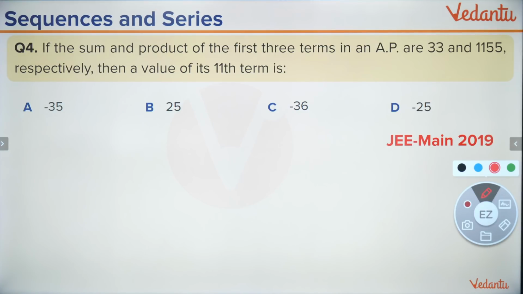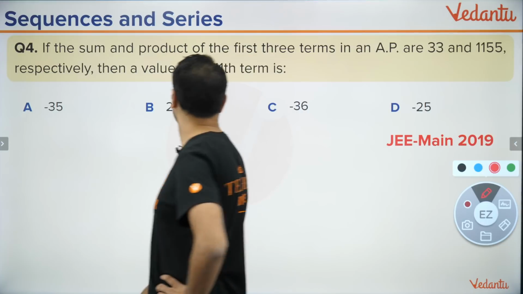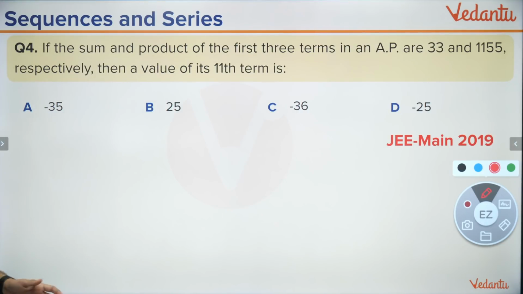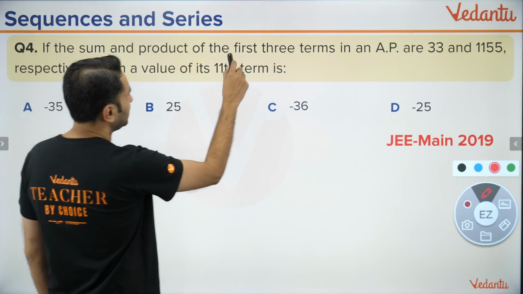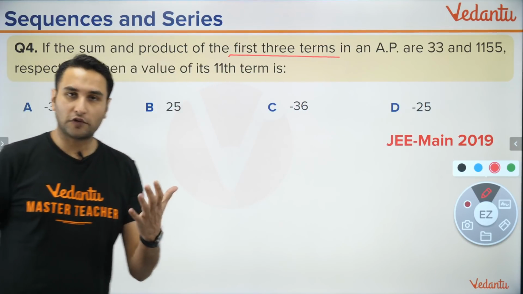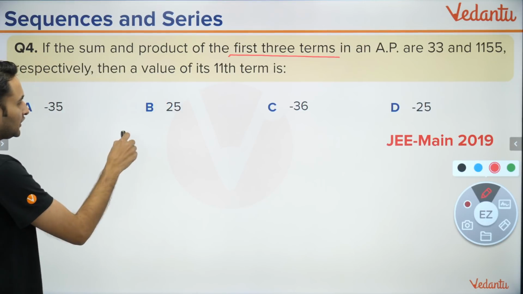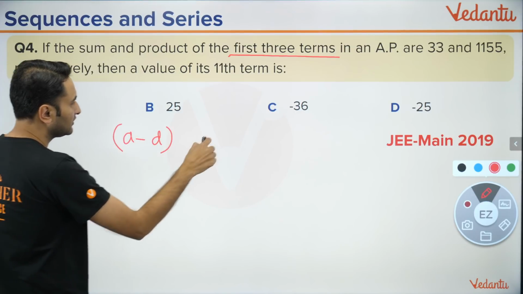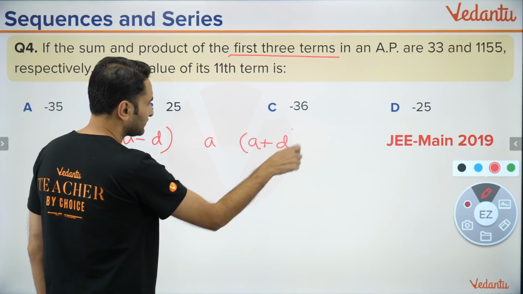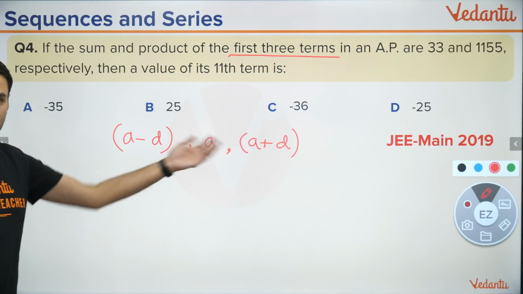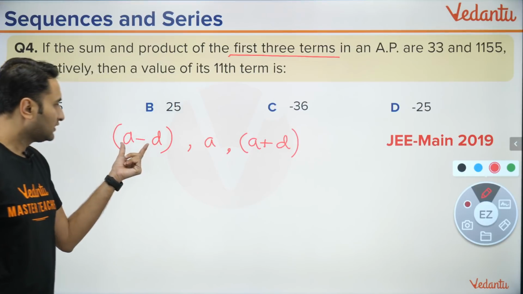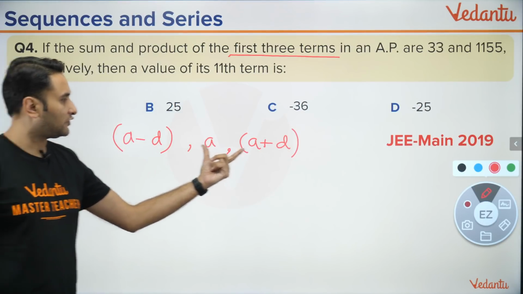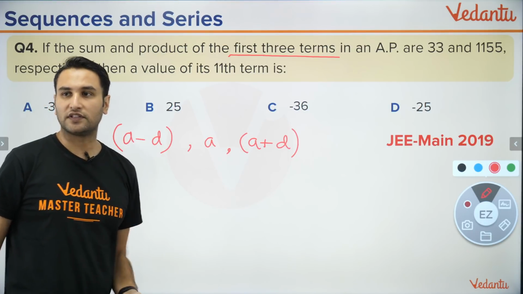The sum and the product of the first three terms in an AP are 33 and 1155. Find the value of its 11th term. This is your NCERT problem, right? First thing to remember is the first three terms. It's good whenever an odd number of terms are to be found. You can take the terms as A minus D, A, A plus D. If you take the three terms of an AP like this, your calculation will be simple. The difference is D, and the difference is D. This is how you should take terms.